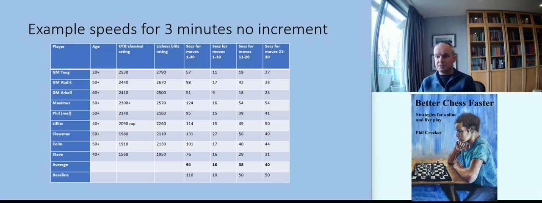But for the moves 11 to 20 and 21 to 30, baseline was 50 seconds and players are hitting 38, 40 seconds. It feels like it's ballpark. The baseline is kind of okay. So this was specifically for 3-minute games, right? So this isn't actually from the Insights data. This is from some downloads I made myself of purely 3-minute games for these players.